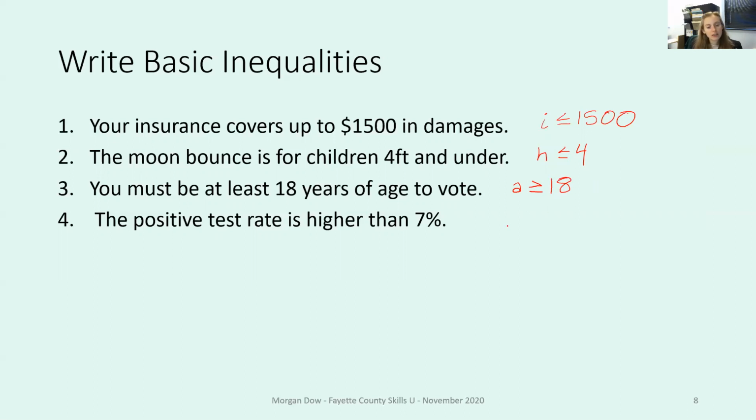Number 4, the positive test rate is higher than 7%. So let's say T for test rate. It is higher than, so it's not 7, it's not less than 7, right? It's over 7, it's higher than 7. So the test rate is greater than 7%.